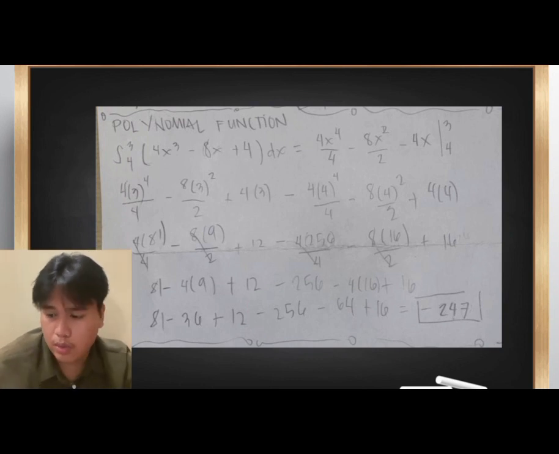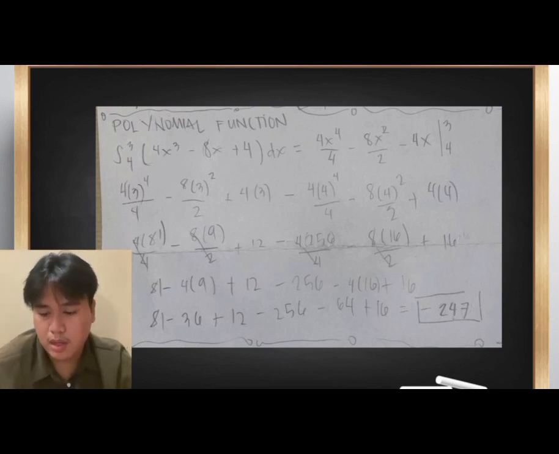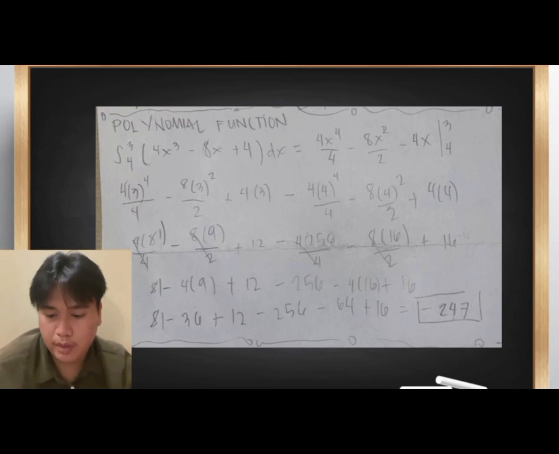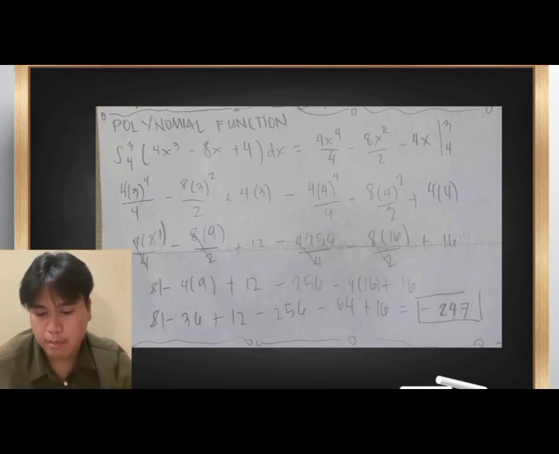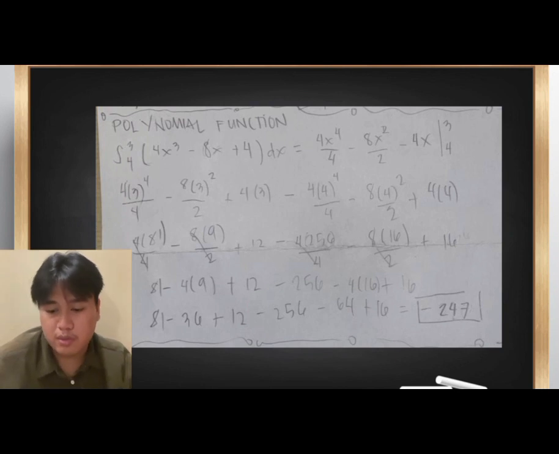3 substituted to x is equal to 4 times 3 raised to 4 over 4 minus 8 times 3 raised to 2 over 2 plus 4 times 3, minus 4 substituted to x will be 4 times 4 raised to 4 over 4 minus 8 times 4 raised to 2 over 2 plus 4 times 4.